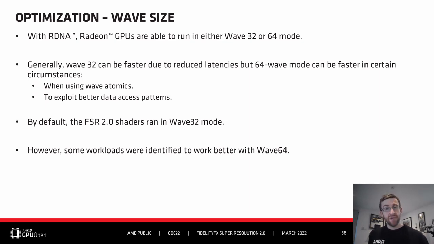With RDNA, Radeon GPUs were able to run workloads in two modes, Wave32 or Wave64. This was a significant change from GCN, where Wave64 was the only mode. Wave32 is found to be faster in many situations due to reduced latencies, but Wave64 can still win out in certain circumstances, such as using wave atomics or to better exploit data access patterns. By default, the FSR 2.0 compute shaders ran in Wave32 mode. We performed experiments and found that some FSR 2.0 workloads worked better with Wave64.